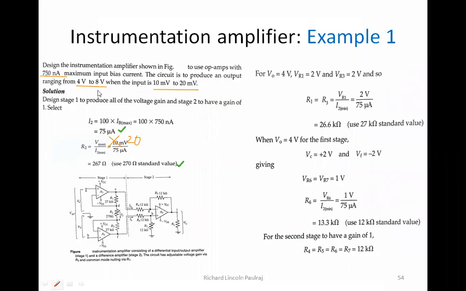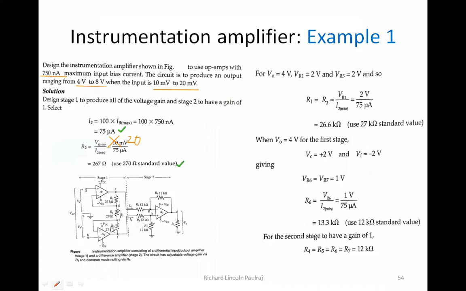Now they have told us output is ranging from 4 to 8, right? So we're going to take V0 equal to 4 volts, and the voltage across VR1 is equal to 2 volts, and voltage across VR3 is going to be 2 volts, right? Because it's differential. And so R1 is equal to R3.